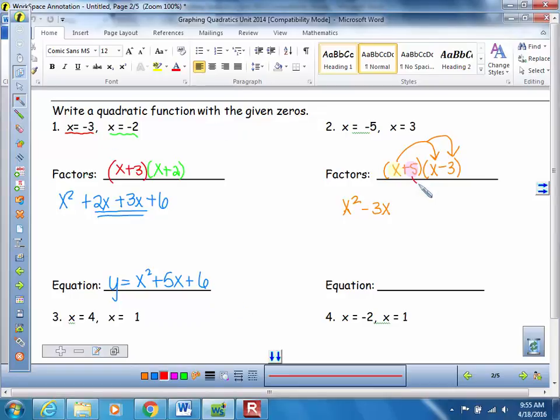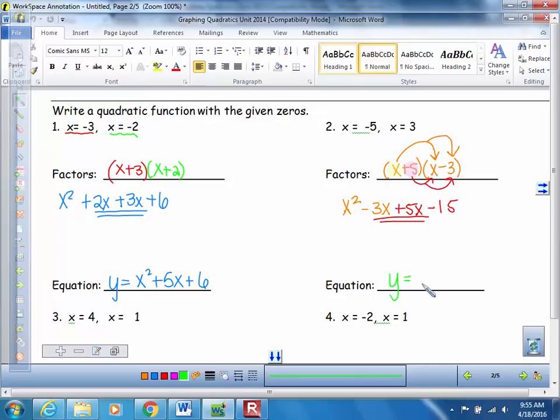So I'm going to do 5 times x, which gives me 5x. And then 5 times -3 gives me -15. So now we can write our equation. Remember, we're always going to want to have y equals something. So we're going to have y equals. We can go ahead and bring down our x squared. Our like terms are -3x and a +5x. So what does that give us? A +2x. And then minus 15.